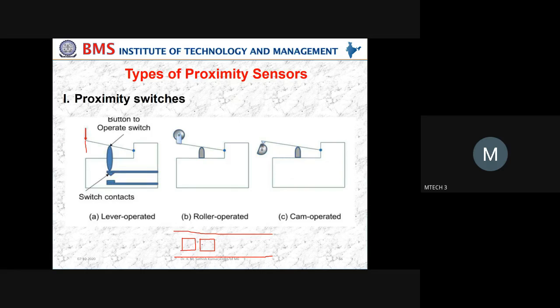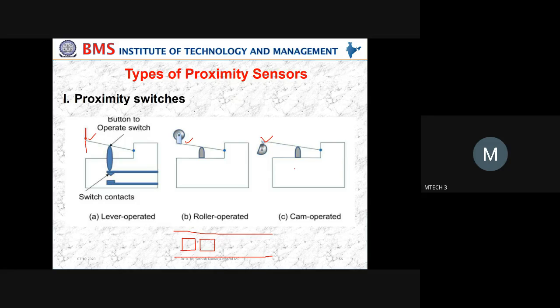The parts which are moving, when they come, they are going to come over here. Now there are three different methods by which the closure is going to occur. The contact is going to be closed through the lever mechanism, the roller mechanism, or the cam mechanism. Means when some load is applied on this point, or this point, or this point, the closure of the switch is going to occur.